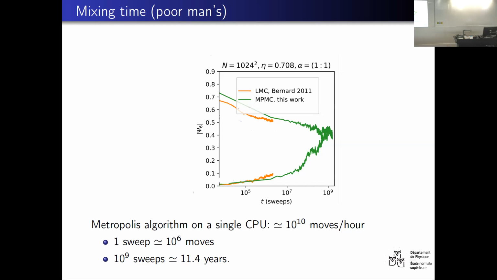And then you look at how many sweeps this is, and I did the algebra for you. A Metropolis algorithm on a single CPU on my laptop does about 10 to the 10 little funny moves. It means 10,000 per particle. That's a lot. One sweep, what I show here, is 10 to the 6 moves, and 10 to the 9 sweeps takes 11.4 years. So we have an algorithm that is really perfect. That's the Metropolis algorithm. And after about 11.4 years, you start getting the first configuration.